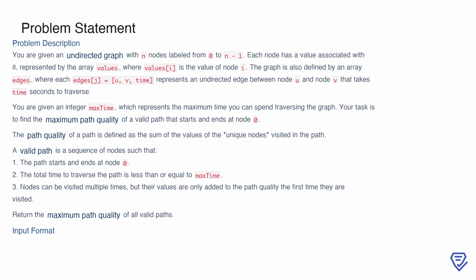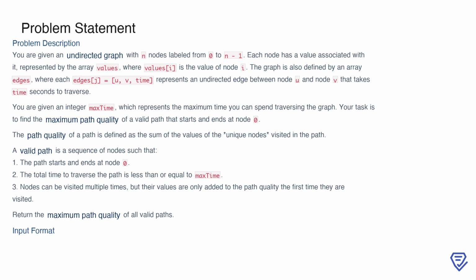For example, an edge [u, v, time] means there is an undirected connection between nodes u and v that takes time seconds to travel. You are also given a maximum time limit, maxTime, which represents the total time you can spend traversing the graph. The goal is to determine the maximum path quality achievable within this time constraint, starting and ending at node 0.